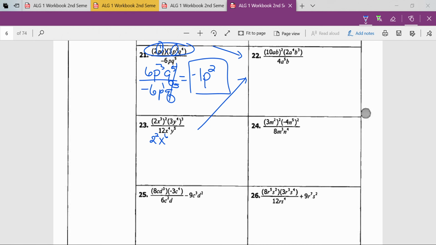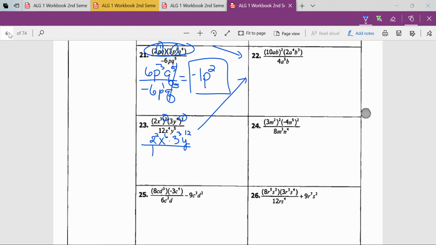X to the 6, remember, when one is inside, one is outside. If you remember, there's that poster over there. And then 3, this is multiplying because they're touching. 3 to the 3rd power and y to the 12. So we did exponents first. There was an exponent here outside the parentheses and an exponent here outside the parentheses.